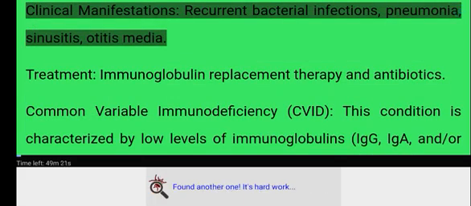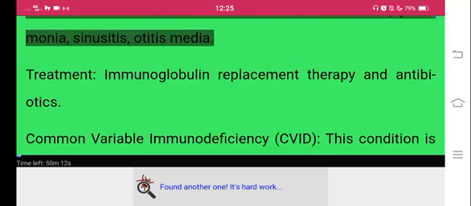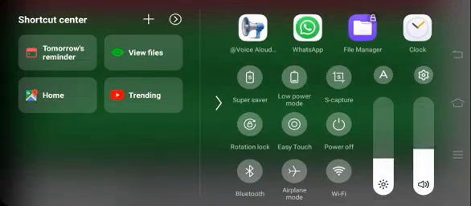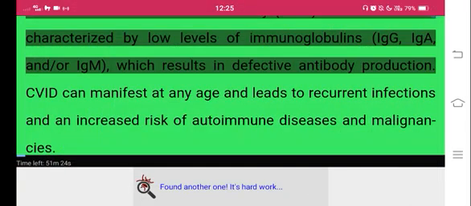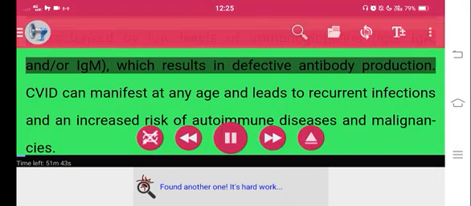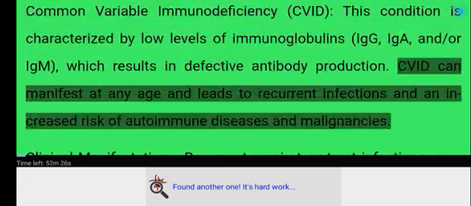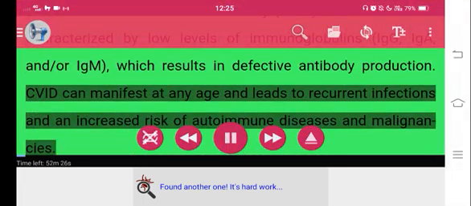Clinical manifestations: recurrent bacterial infections, pneumonia, sinusitis, otitis media. Treatment: immunoglobulin replacement therapy and antibiotics. Common variable immunodeficiency (CVID). This condition is characterized by low levels of immunoglobulins IgG, IgA, and/or IgM, which results in defective antibody production. CVID can manifest at any age and leads to an increased risk of autoimmune diseases and malignancies.